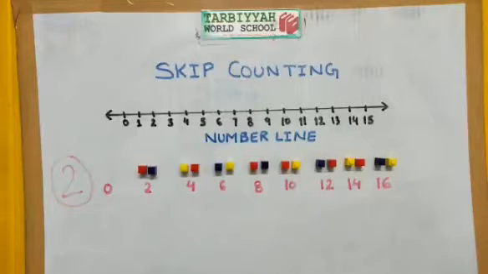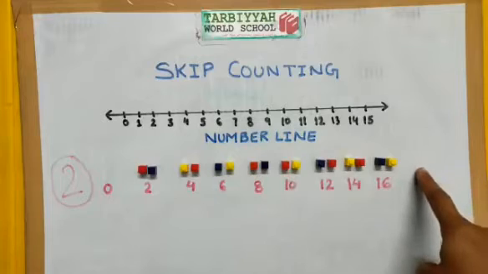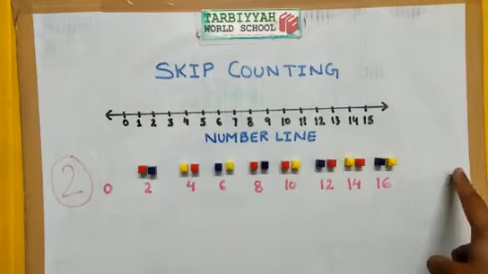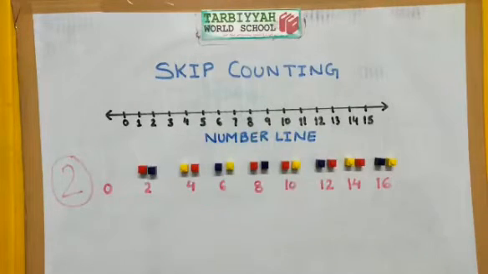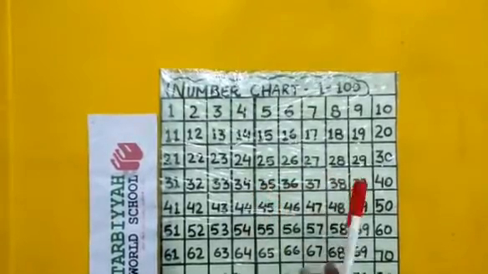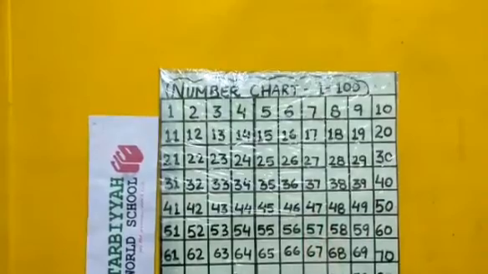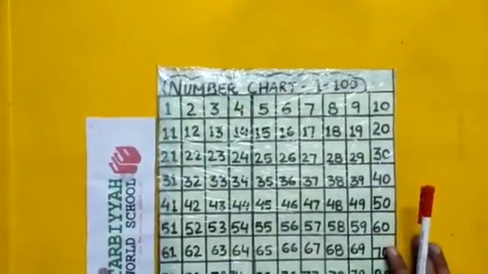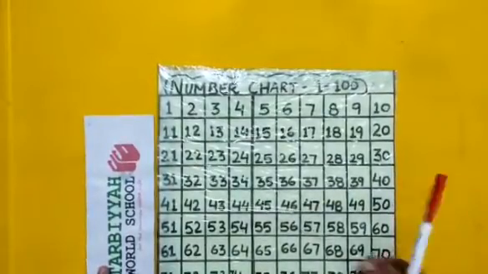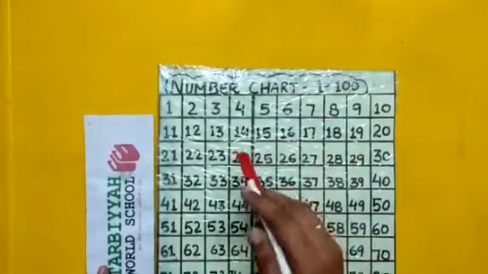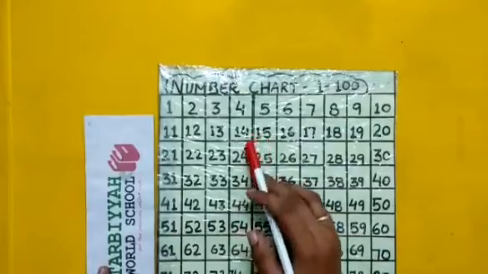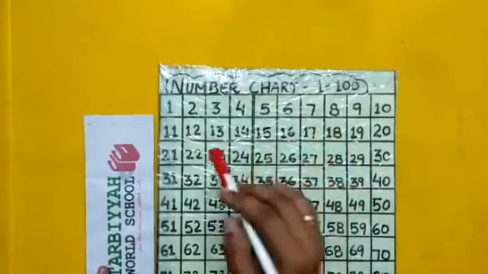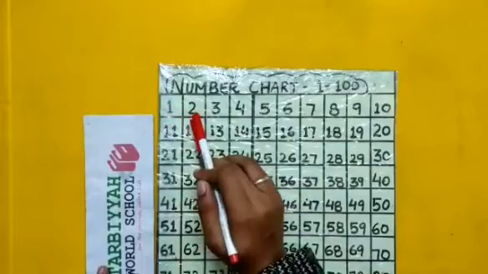And like this we increase more numbers like 18, 20, up to any number we can do skip counting. See, this is a 100 chart and in this 100 chart we can also do skip counting easily. In skip counting of 2 we have to leave one number and the other number is our answer. Like leave 1, 2.